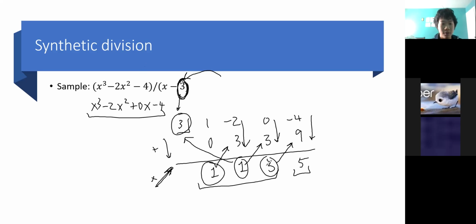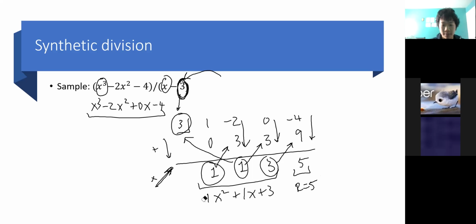If you think about it, what must be the greatest power of the quotient? X cubed divided by x plus something else. It makes sense that the greatest power in the answer is going to be x squared, right? So it's going to be 1x squared plus 1x plus 3. Remainder is 5.